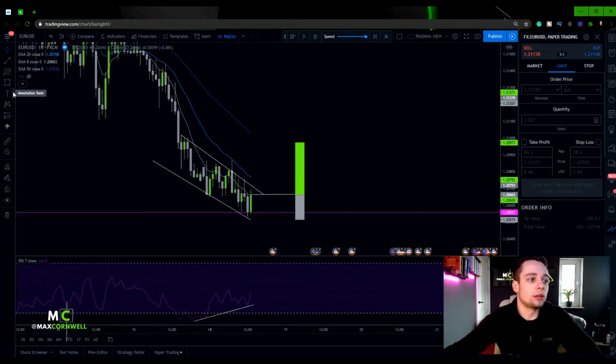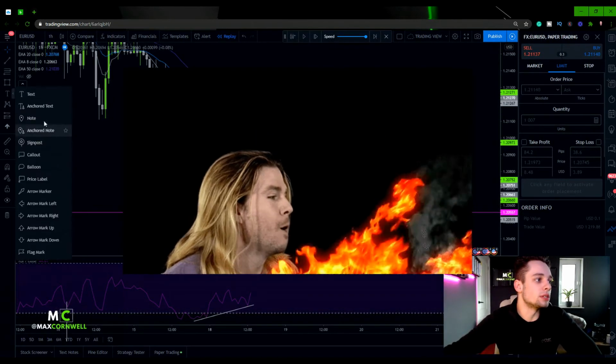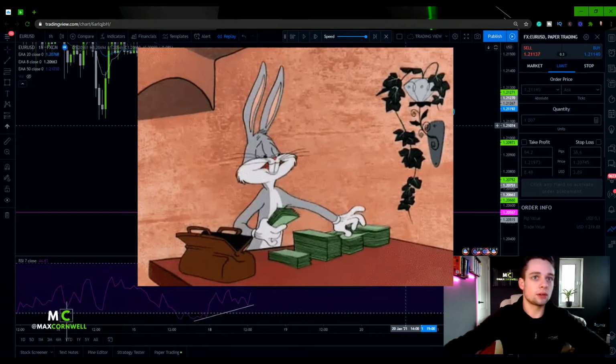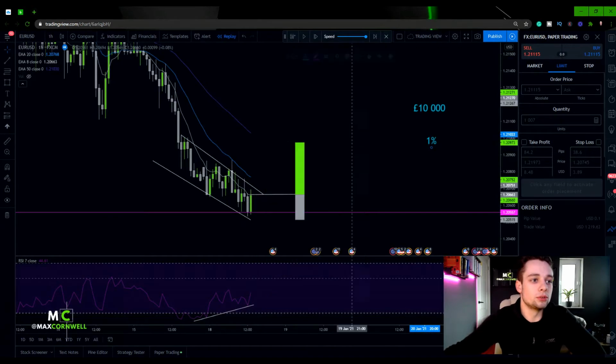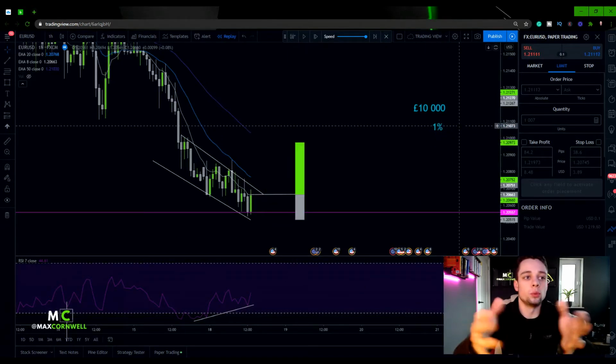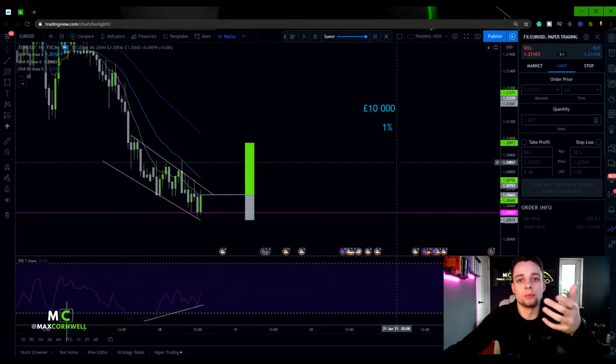Now I want to calculate how much I'm willing to risk on this trade so that my account isn't overexposed. Let's say we've got a £10,000 account to keep the numbers nice and simple, a 10 grand account, and I'm willing to risk 1% on this trade. Obviously, this is just an example. You risk whatever you're willing to risk based on your backtesting and whatever your system allows you to risk.